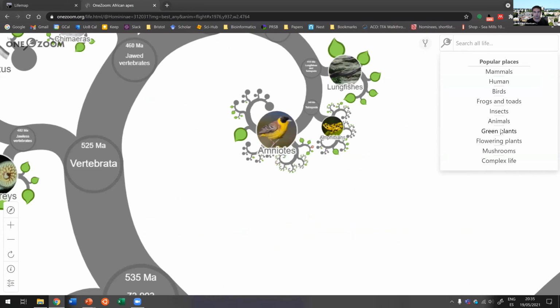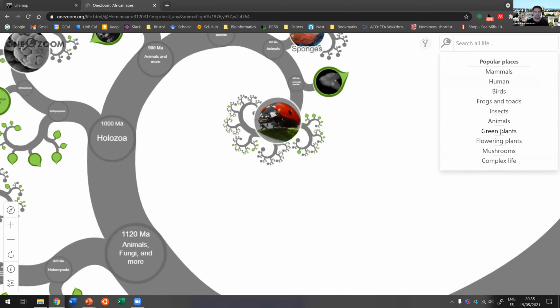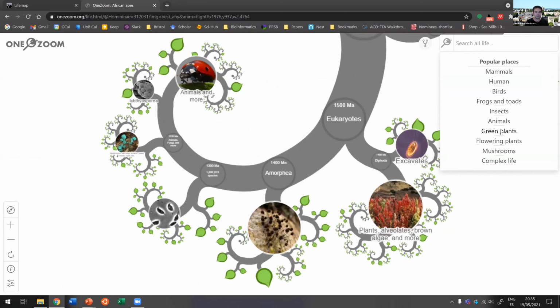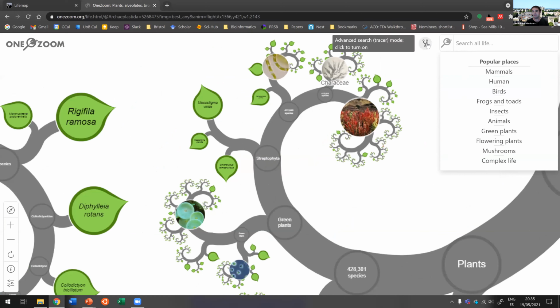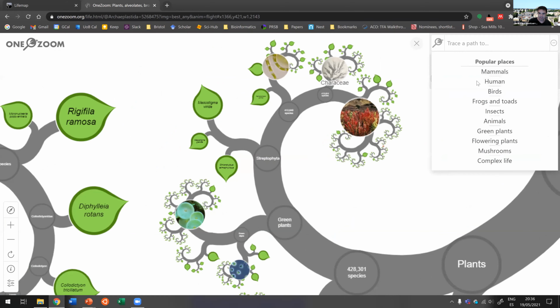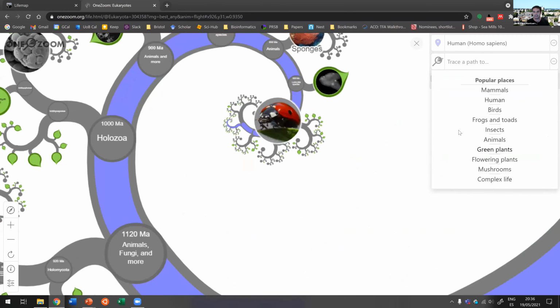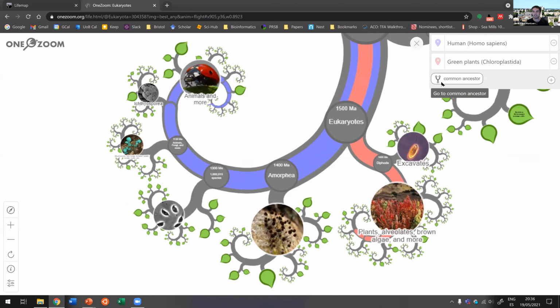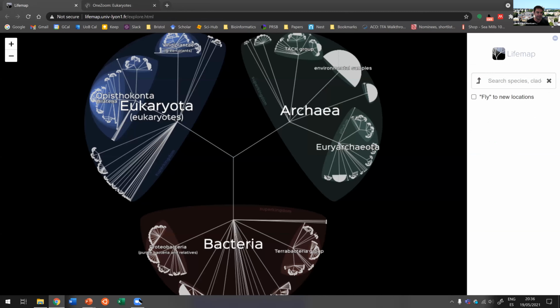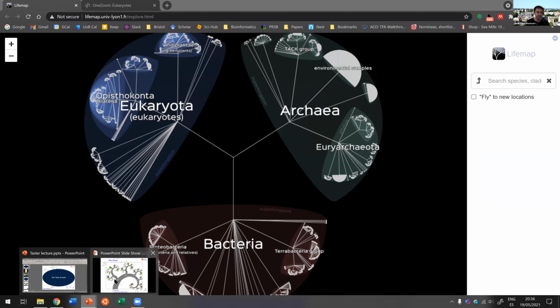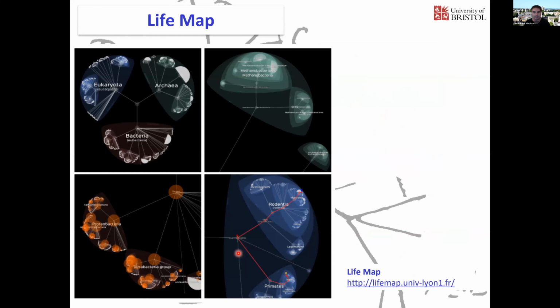You travel all the way to plants, for example, there. And then you can try to find the common relationships. So you have humans on one side and you have plants on the other, and then this will tell you that the last common ancestor was here in eukaryotes. Okay, so there are many tools that we use to teach those things, and this other one, LifeMap, that you can also use. So just Google them, OneZoom or LifeMap.